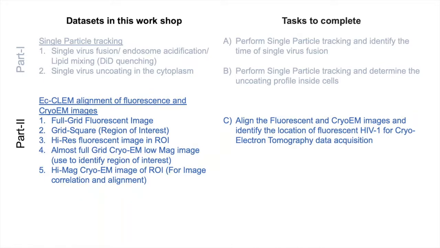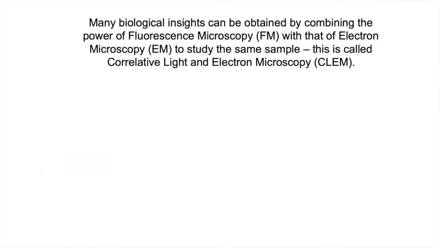Now we'll move on to using a different plugin inside IC, and this plugin is called ECCLAM. This is used for image correlation. Many biological insights can be obtained by combining fluorescence microscopy data sets with electron microscopy, cryo-electron microscopy. Fluorescence microscopy techniques can get you resolutions up to a few nanometers, like 10 nanometers when you do super resolution microscopy. When you do live cell imaging, you're limited to about 70 nanometers if you go in STED mode.